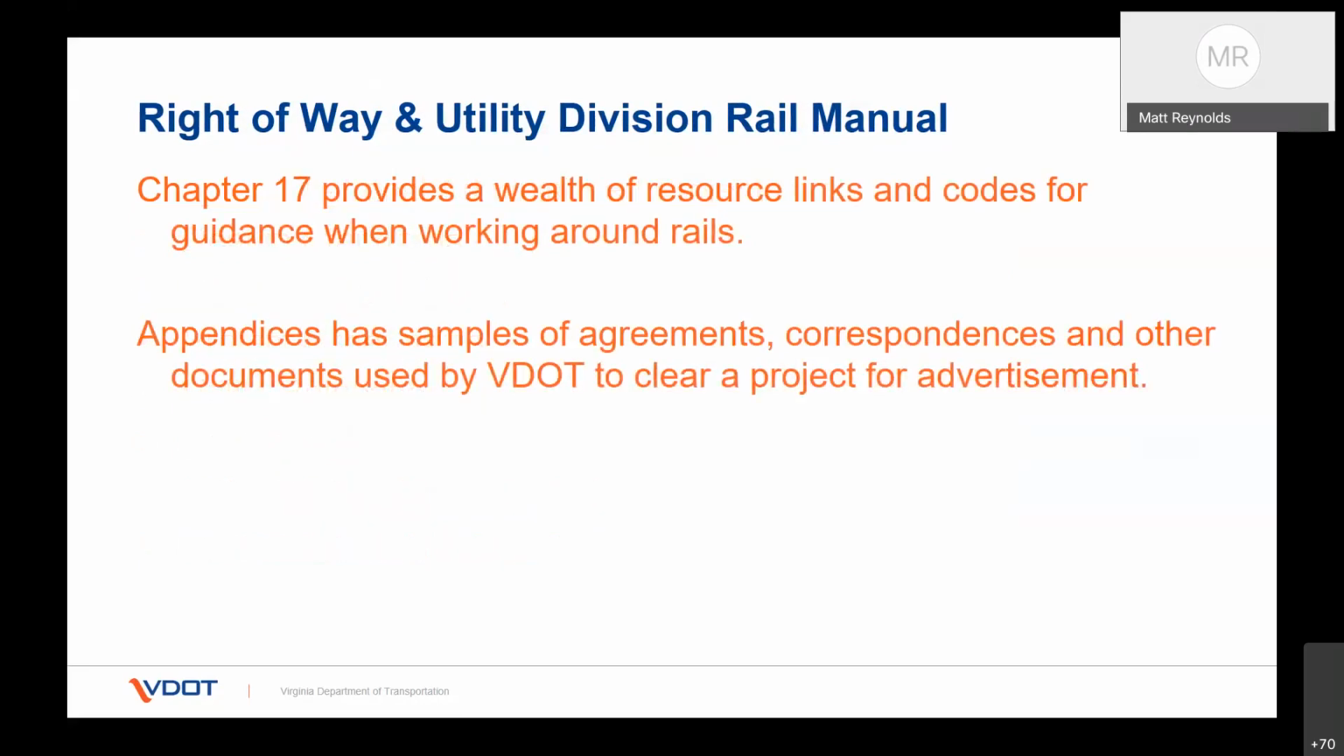Chapter 17 of our manual provides a wealth of resources, links, code sections, and guidance that you would need when you're working around rails. The appendices have examples of agreements, correspondence, and other documents that are used by VDOT. These are for VDOT only. They would not be for your locally administered projects. However, it would give you an idea of what kind of documentation the railroad is looking for and the process that we follow in order to get to advertisement.